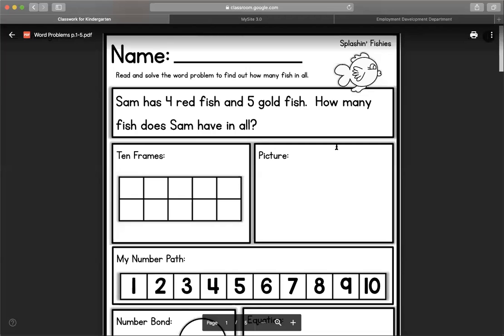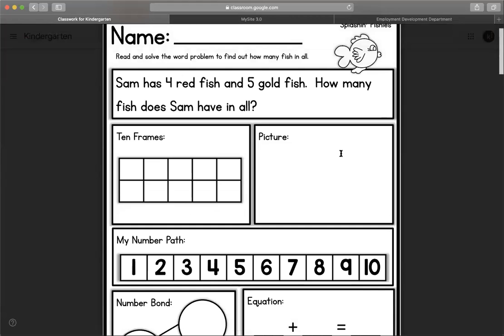We are going to go ahead and read. Landon, would you like to read the first word problem for us?